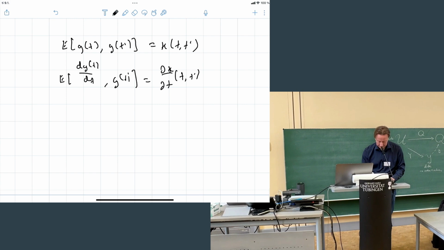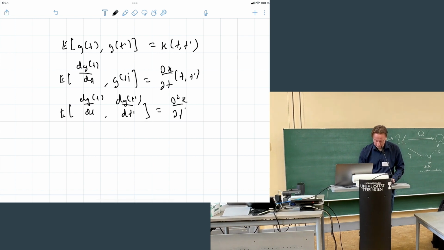And then also the expected value of the derivative at one point and the derivative at another point. So it's going to be the derivatives with respect to both variables, evaluated at t and t'.